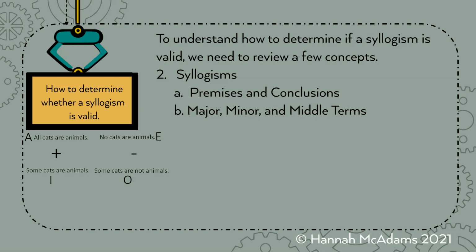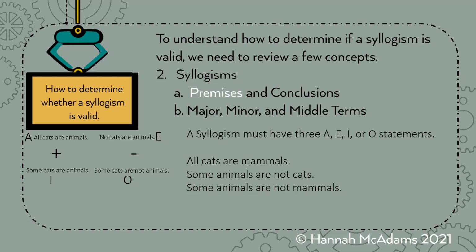Now we're talking about syllogisms. A syllogism is three statements that use A, E, I, or O, and there are two premises and one conclusion.